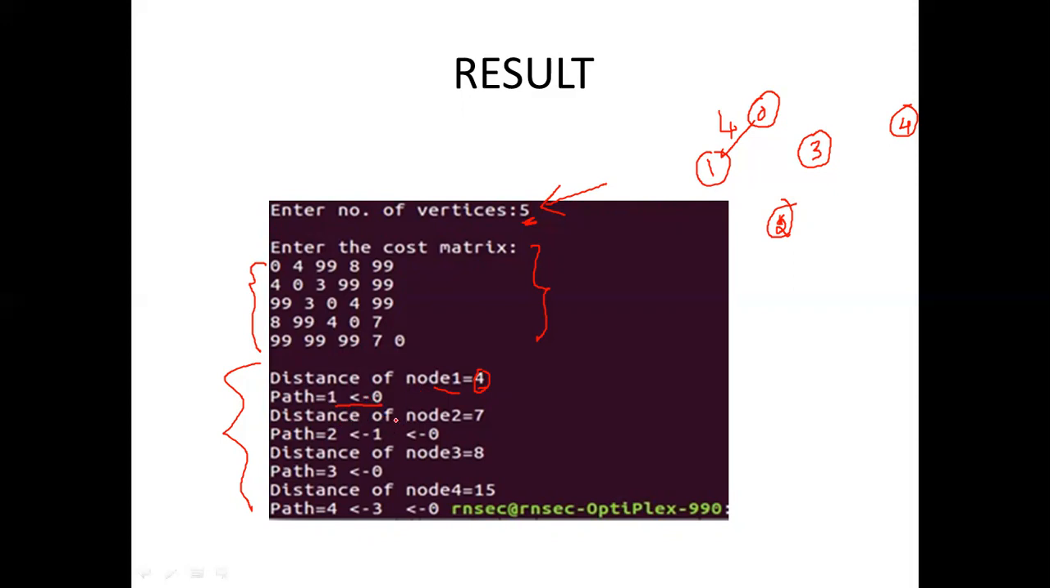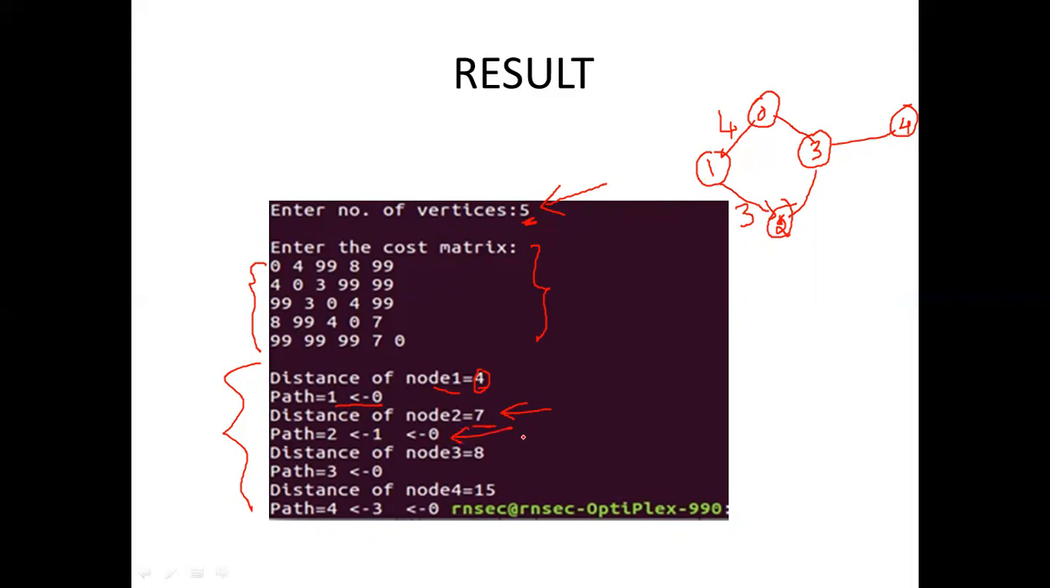And next, you can observe the distance of node from 0 to 2. We have two possible paths. Either it can proceed from 0 to 1 and 1 to 2, or 0 to 3 and 3 to 2. The shortest path is this path because its weight cost is 7. Now you can observe my program should give this path only. The distance of node 2 has weight cost 7 because 4 plus 3 is 7, and the path to be followed is from 0 to 1 and 1 to 2.